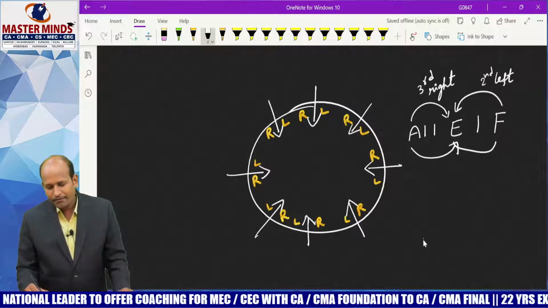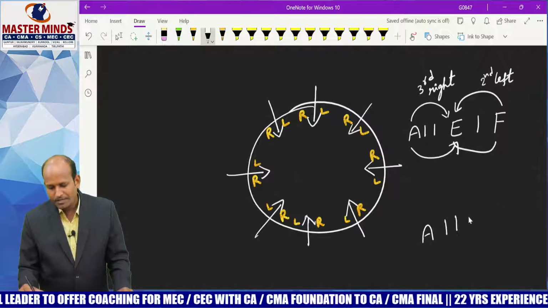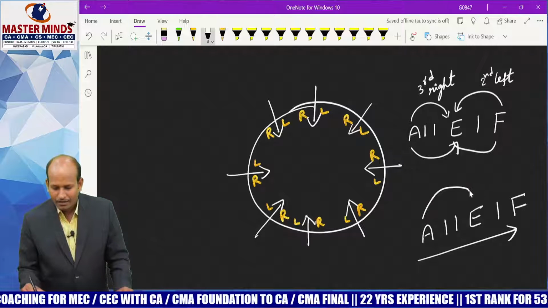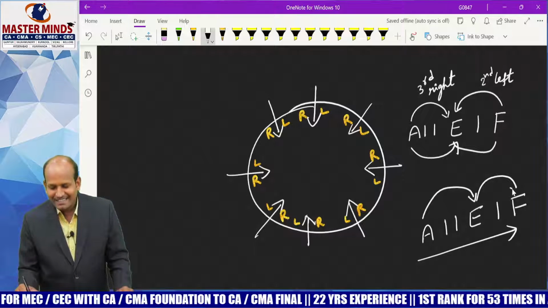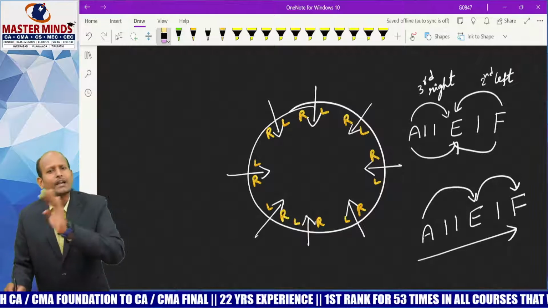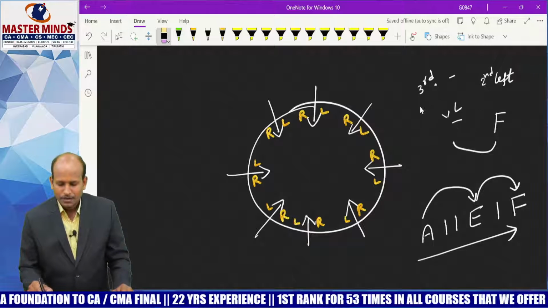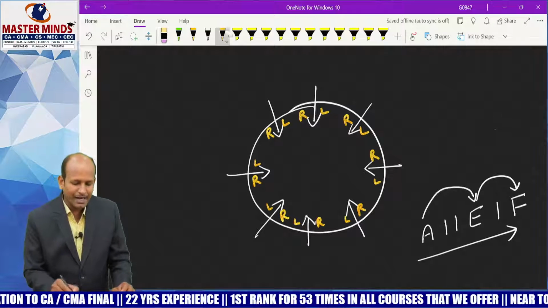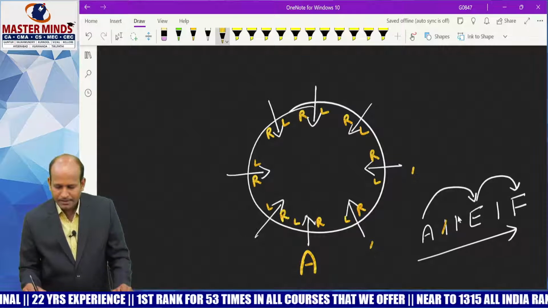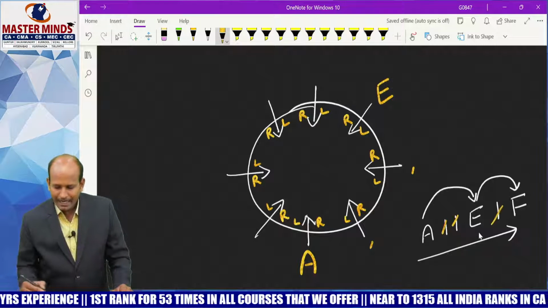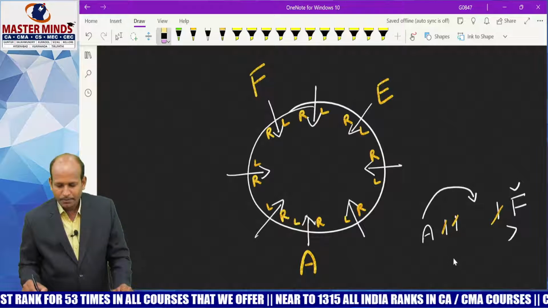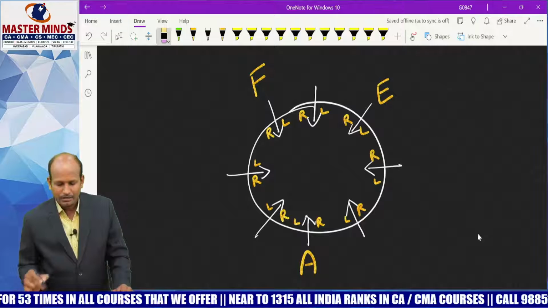Therefore, after combining the statements, we have A, 2 gaps, then E, and E after 1 gap, F. That means A's right side, third right we have E, and again E's second right we have F. F's second left is E, which means E's second right is F. So both are to the right. So now I am placing all these sitting arrangements at a time into the circle: A, 1 gap, 2 gaps, then E, E's second right F. After presenting this, the circle looks like this.